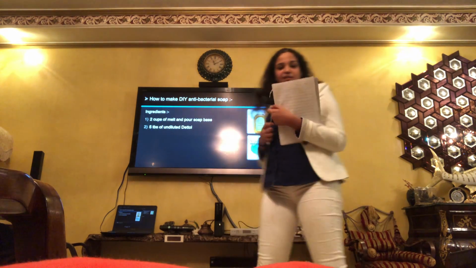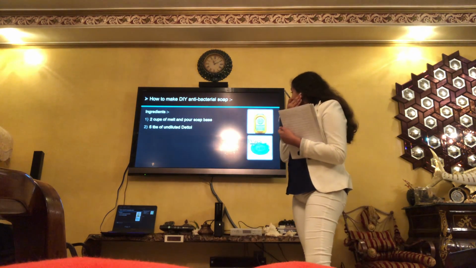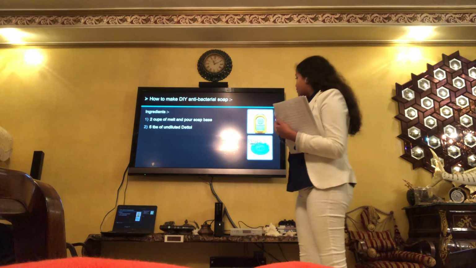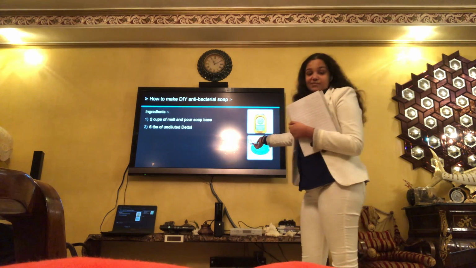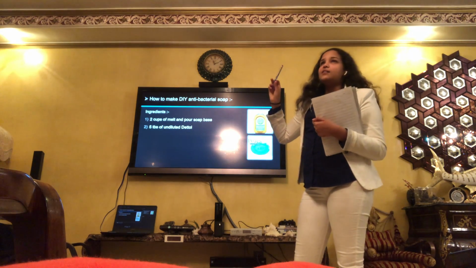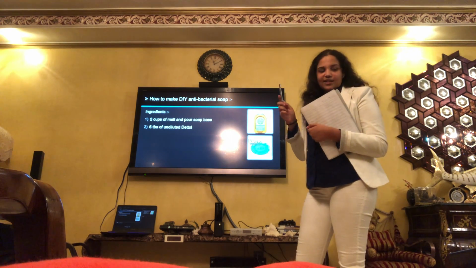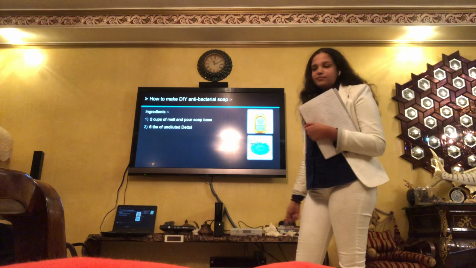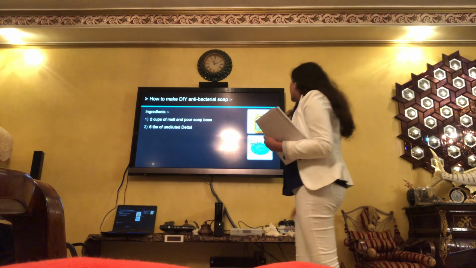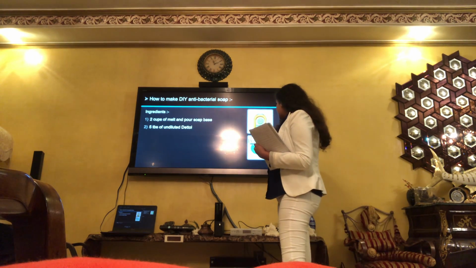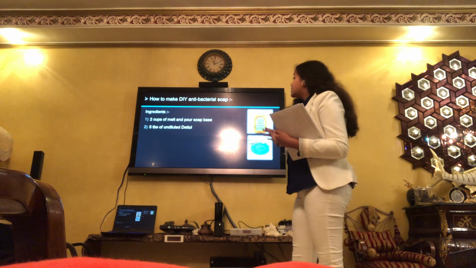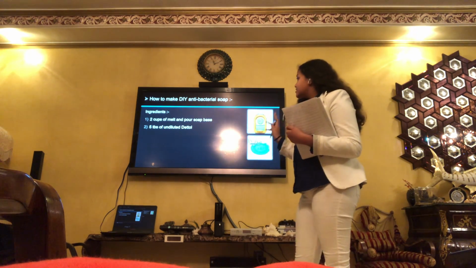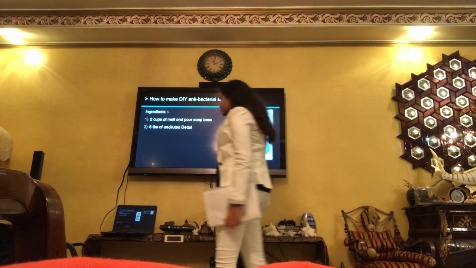And now we will begin with the ingredients. As you can see, we will need 5 tablespoons of undiluted Dettol, which is a base. Dettol has a pH of less than 7, which is base. And Pears soap or any other type of soap that you use. We'll need 2 cups of melted soap, which is any kind of brand.